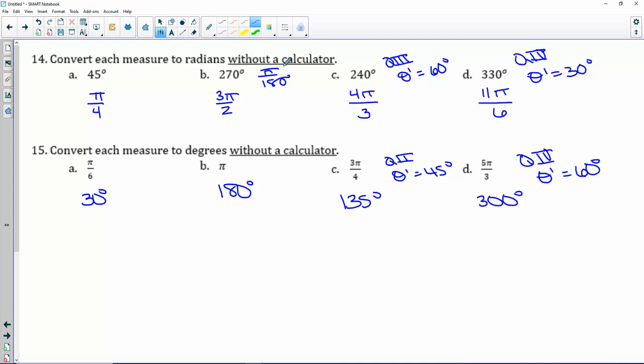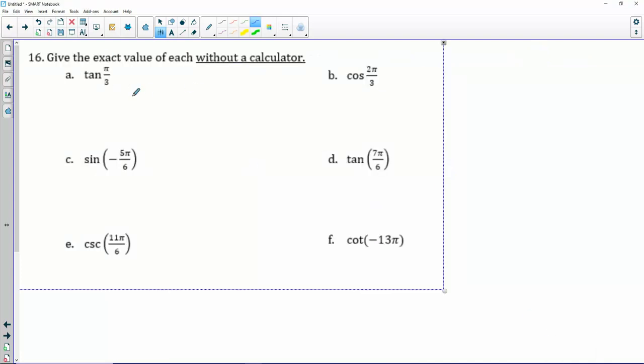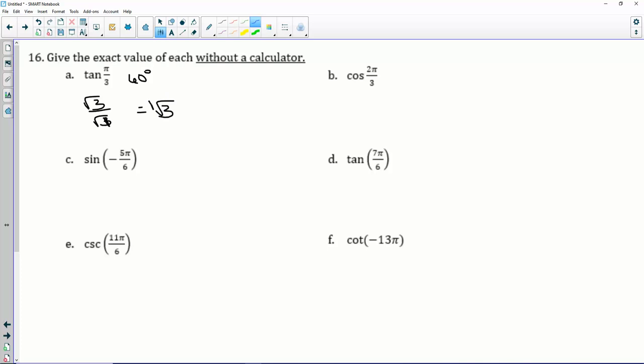What would you guys like for me to go over on here specifically? I mean, I'm happy to run through all of problem 16 if that's okay, just because I think it's good practice. When you see pi over 3, what angle is that? Okay, so 60 degrees. Think about your hand trick. Tangent, square root of the top over square root of the bottom. So radical 3 over radical 1 is radical 3.